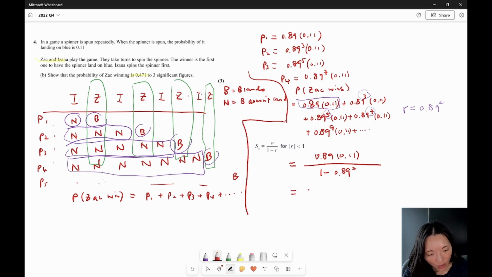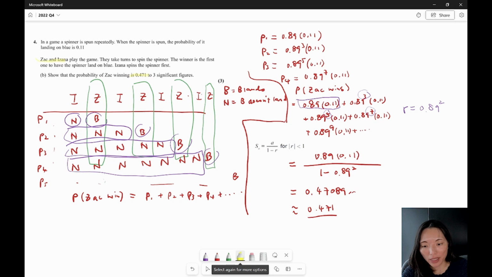Working all of this out, we get 0.47089... and great, that is what we have from the question, which is to show that Zach has a probability of winning of 0.471 to 3 significant figures. So what does it tell us about the game? It tells us that Zach could win about 47% of the time, and Izana could win about 1 minus that, which is about 53% of the time. So even though they're spinning the same spinners, Izana actually has a higher probability of winning because she's going first.